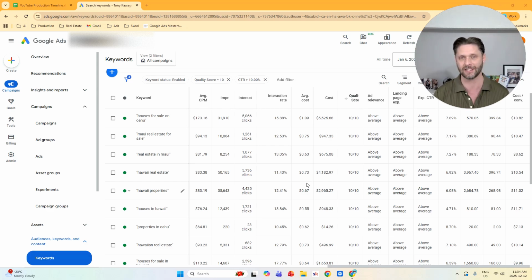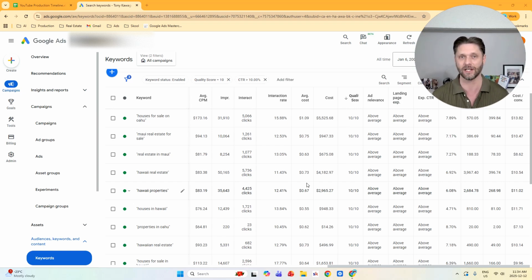The reason being is that Google actually discounts and gives you a massive discount when you have a high quality score. So what is a quality score? A quality score is something that Google Ads assigns to a particular keyword phrase for what they call ad relevance and a couple other factors.